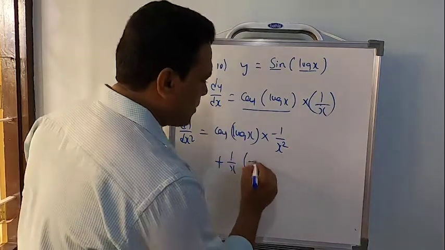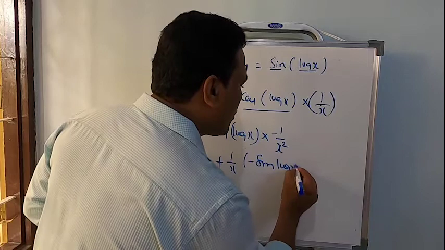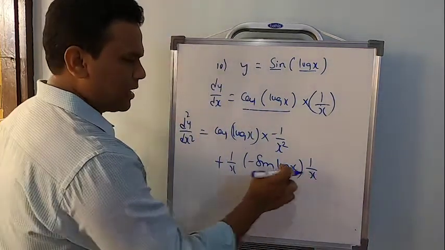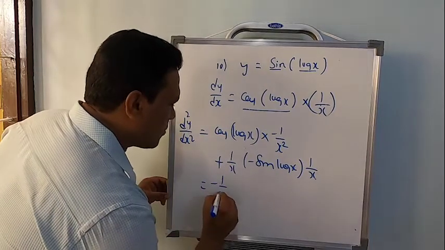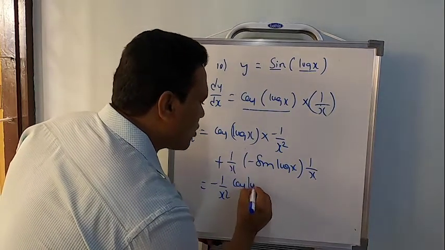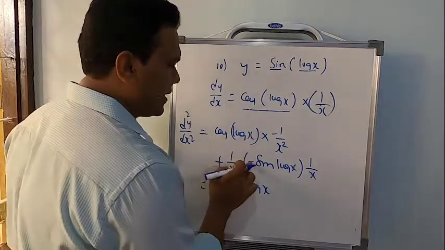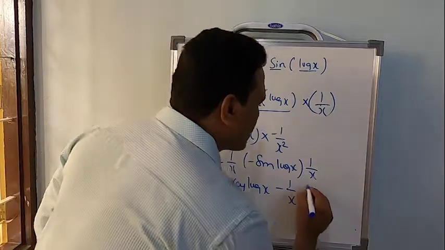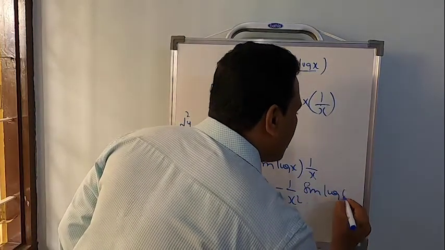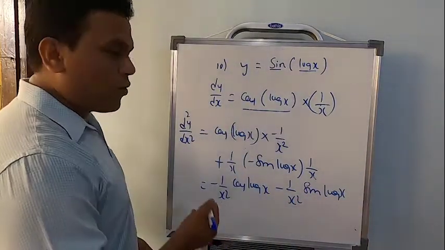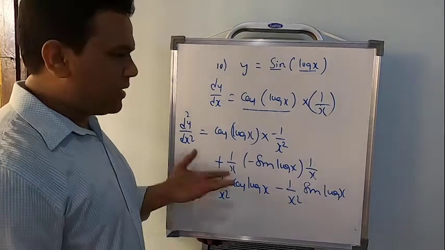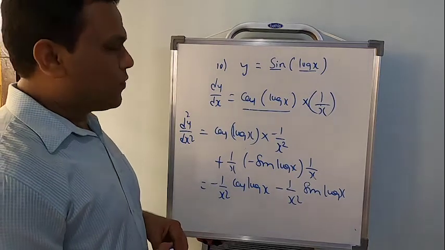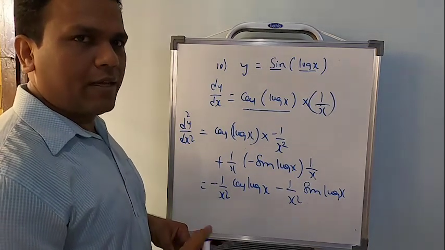Cos of log x, minus sine of log x, that's for cos, and derivative of log x will be 1 by x. So you can multiply this 1 by x and 1 by x here. So minus 1 by x square cos of log x, that's the first term. Second term, there's a minus sign. So minus 1 by x square, 1 by x multiplied by 1 by x square multiplied by sine of log x. Still, if you want, you can just remove minus 1 by x square outside and leave it. So these are the 10 problems which are to find the second order derivative from the exercise problems.